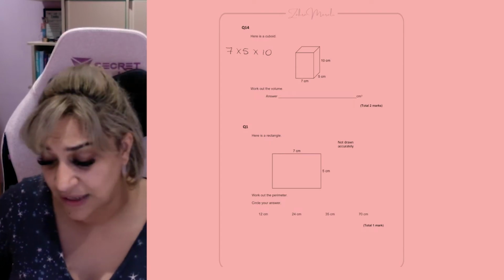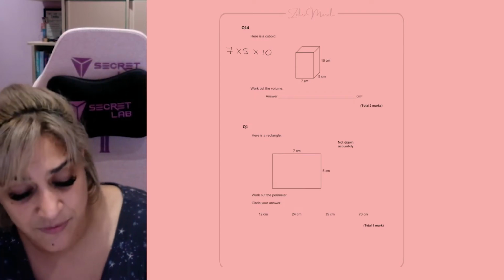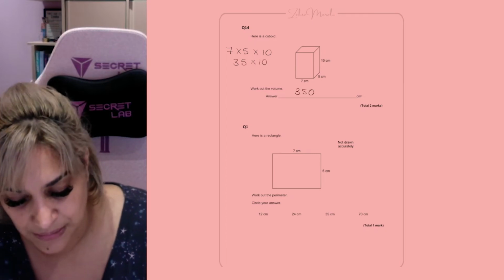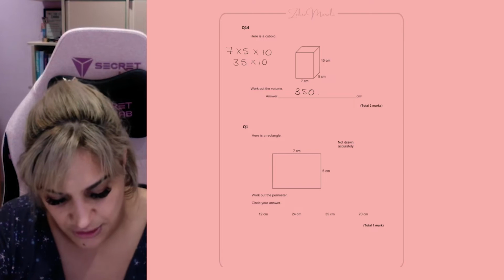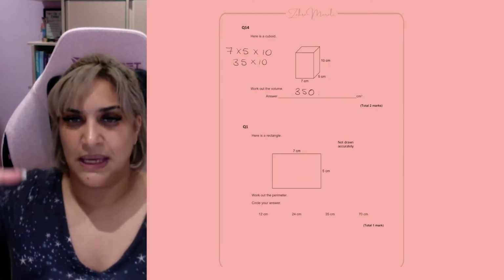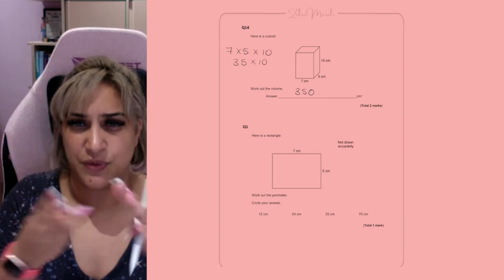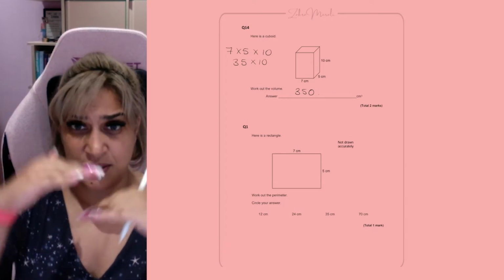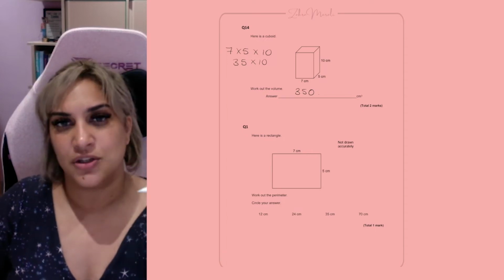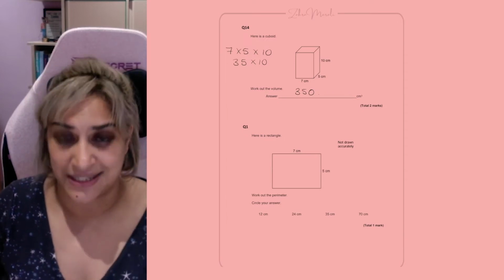This was in a non-calculator paper. 7 times 5 is 35. Times 10, we add a 0. 350 centimeters cubed. So if we think about volumes, it's the whole solid mass. So it's 3 things times together. Areas, 2 things. A perimeter all the way around the edge is lots of lengths added together.